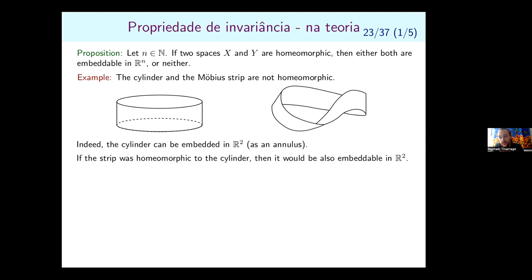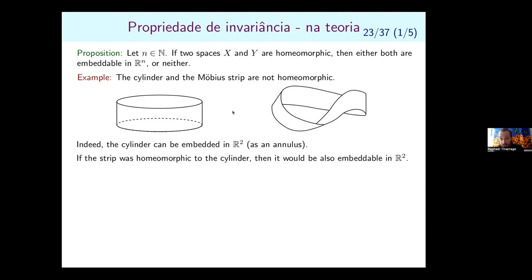I can use that to prove a not so trivial fact that the cylinder and the Möbius strip are not homeomorphic. They look alike, right? It's a strip like that. The Möbius strip I twisted before gluing. So to show that they are not homeomorphic, I will embed one into R^2 and show that the other one cannot be embedded in R^2. And of course, the one that we embed in R^2 is the cylinder, right? If I take my cylinder and I open it, I squash it like that on the plane, what I get is an annulus, a ring, right? So I have a well-defined embedding of the cylinder in the plane, in R^2.